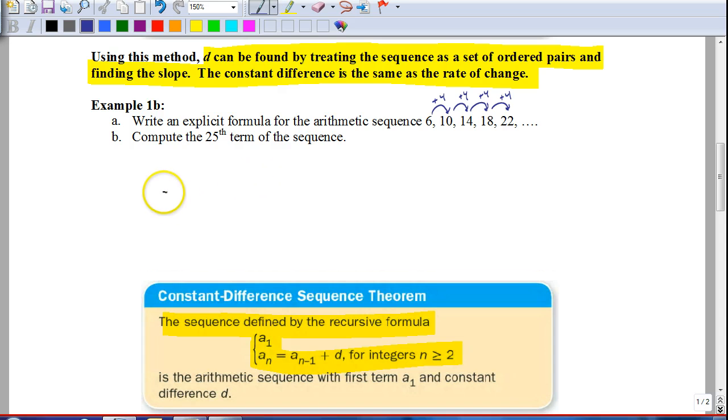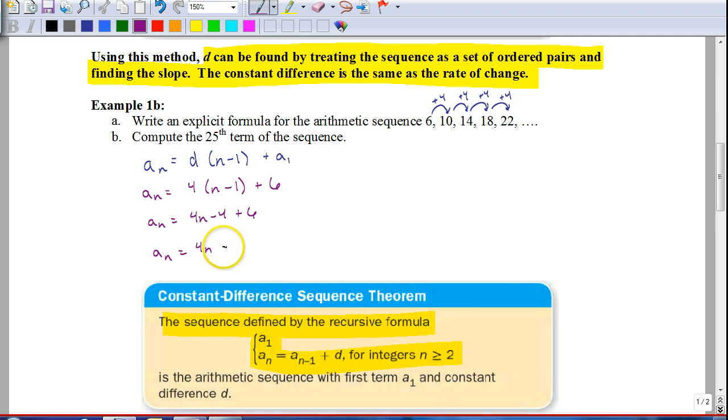So when I go to set up my formula, again, that formula is a sub n equals d times n minus 1 plus our first term, a sub 1. So we're going to plug these numbers in. Our constant difference is 4. Our first term was 6. Distribute the 4 through. Simplify. And we get our explicit formula is going to be 4n plus 2. So hopefully you got that as your answer.